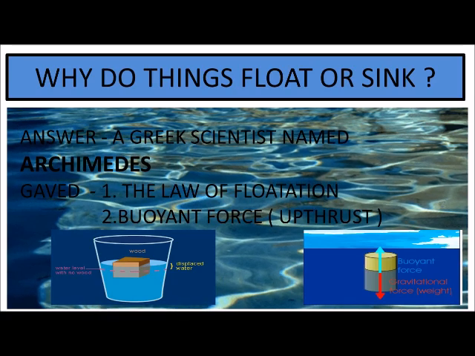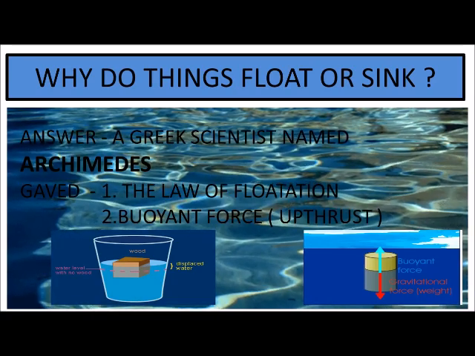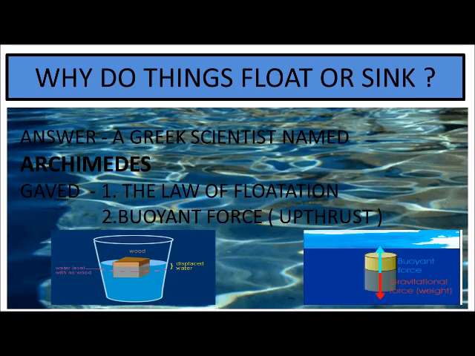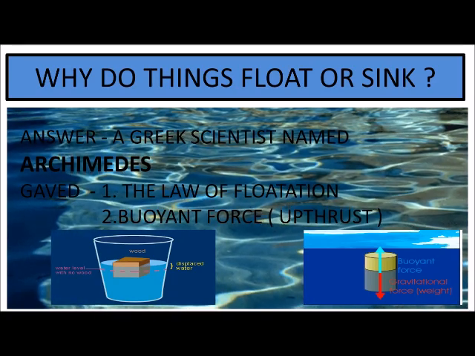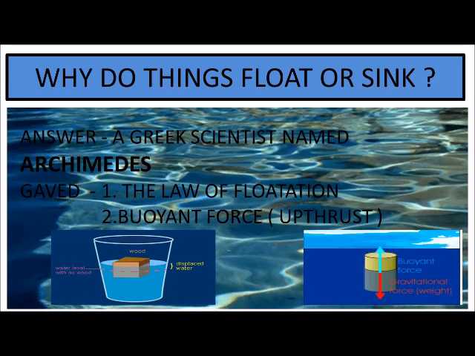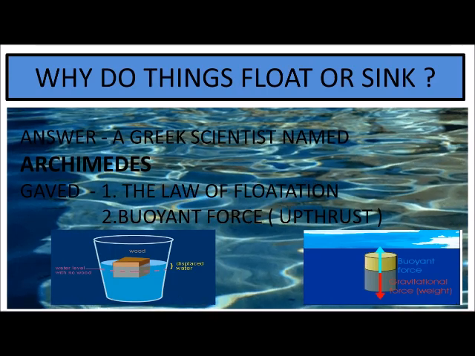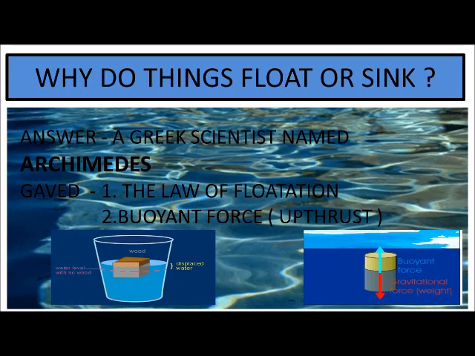Now we would have got some idea why things float or sink in water. Actually, many years ago, a Greek scientist named Archimedes explained why things float or sink in water. The first one is the law of flotation, and the second important thing which he told was the buoyant force or the upthrust. For example, look at the first picture.